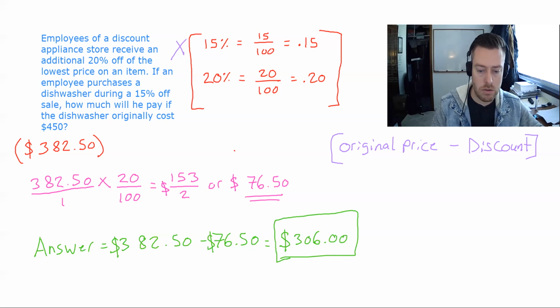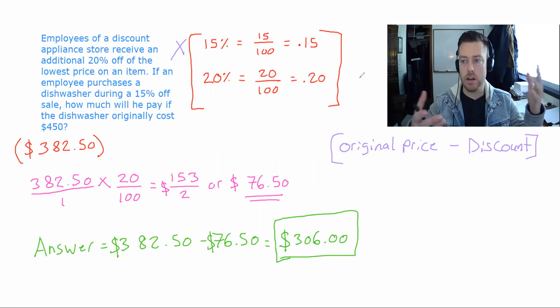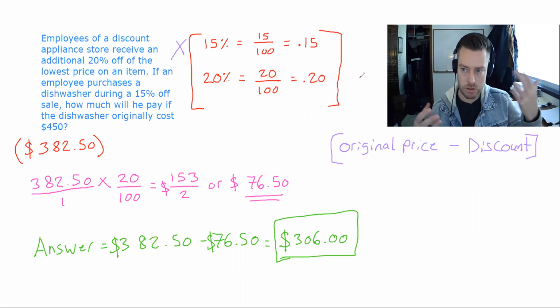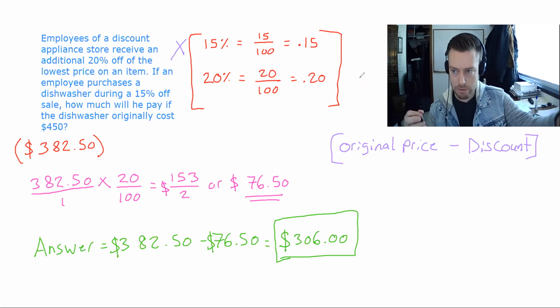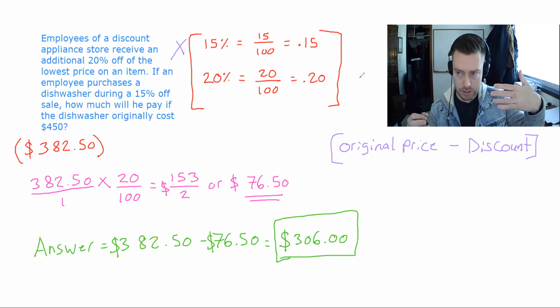$306. There we go. So the reason why we have to do this in multiple steps, some people might be asking, why can't we just add the percentages together and then find out the original and the discount price from that and find our solution from that? So if you were to do that, you could add the 20% and the 15%. That would give you 35% because 20 plus 15 is 35. Turn that into a fraction or a decimal. That's going to be 0.35.